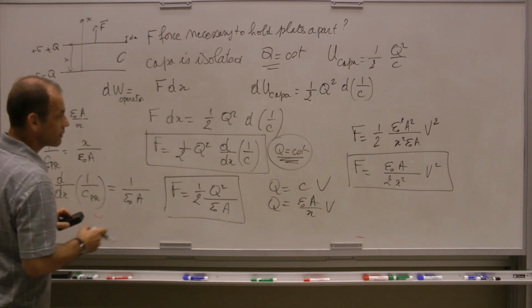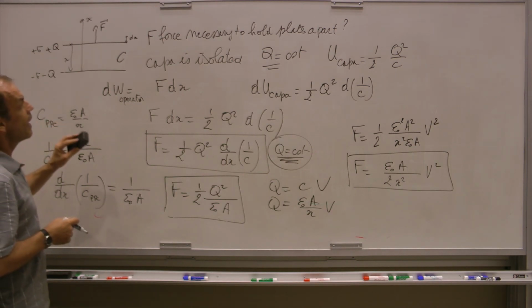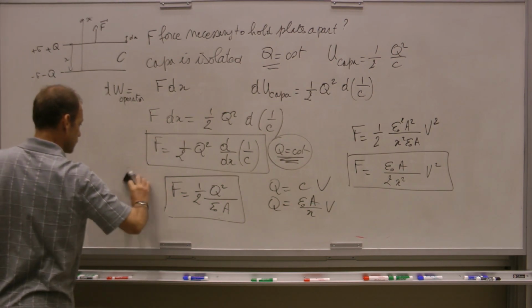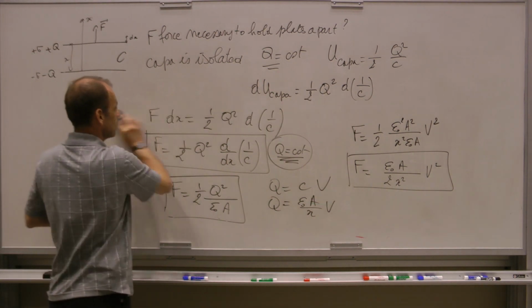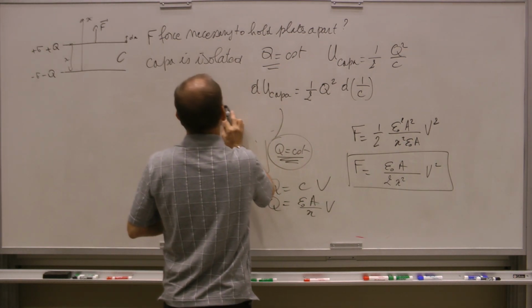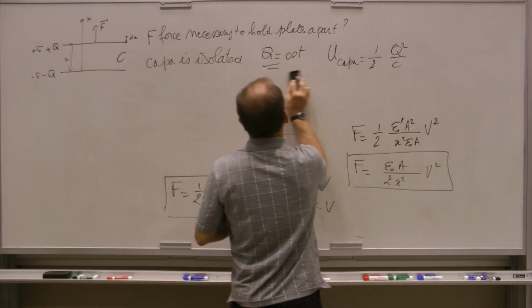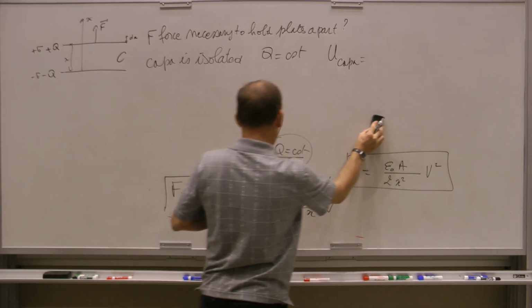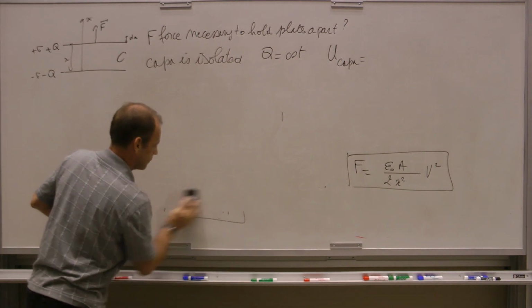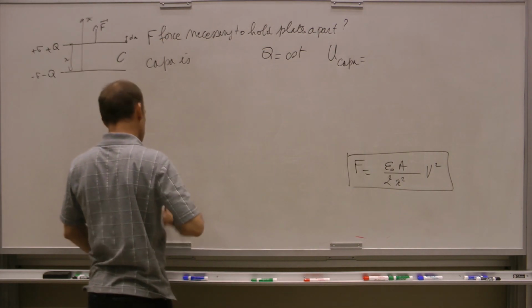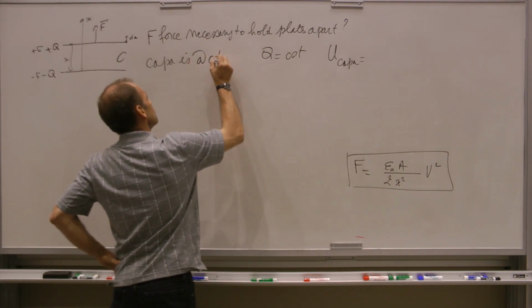So we're going to keep this in the back of our mind, and we're going to look now at a different way of calculating this, in terms of constant potential. Instead of constant charge, we're going to assume that the capacitor is attached to a battery that maintains its potential. Alright, so now the capacitor is at constant voltage.